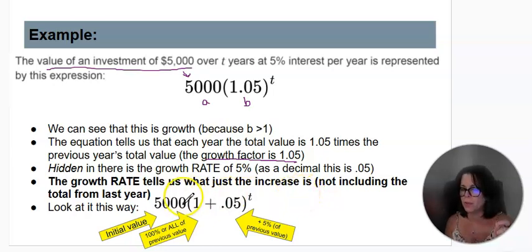So we can look at it this way. We have the initial value, 1 plus 0.05. I think we can all agree that that total is 1.05, right? But when we split it up, it shows us that we're taking 100% of last year's value, the previous value, and then we're adding 5% of that previous value.